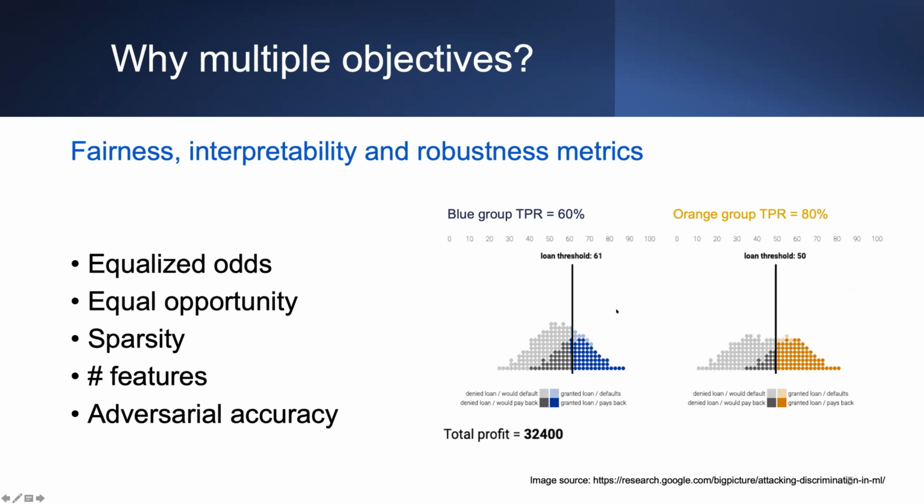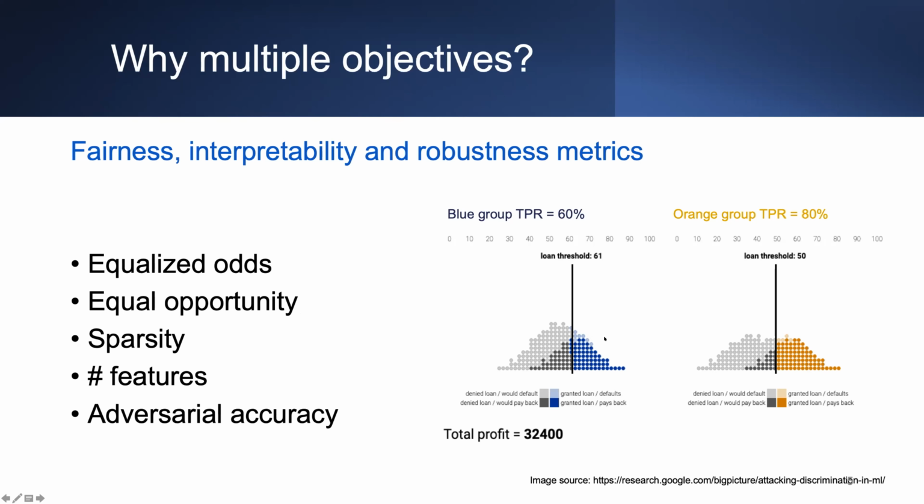And so, finally, to motivate why multiple objectives: there can be objectives which are beyond performance in terms of both prediction as well as computation, but maybe you're interested in things like fairness. Right, and there are well-defined, mathematically rigorous metrics for that, things like equalized odds and equal opportunity.